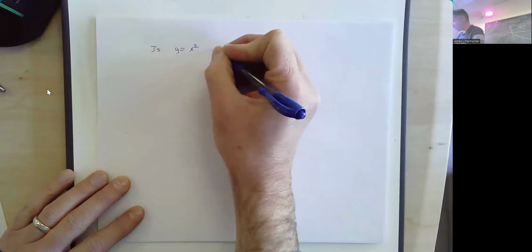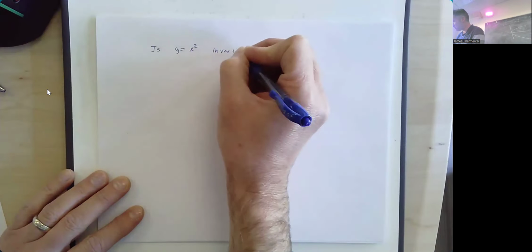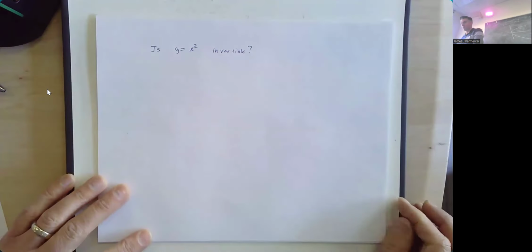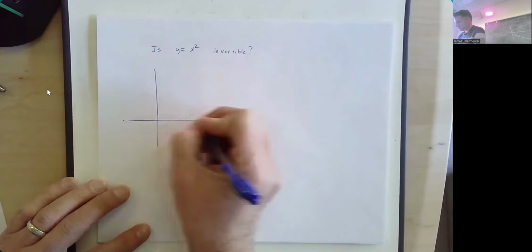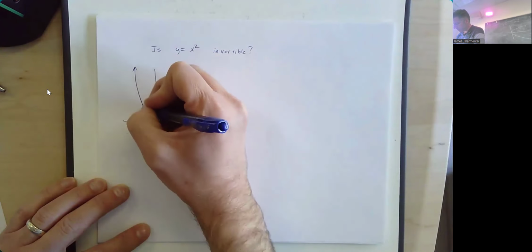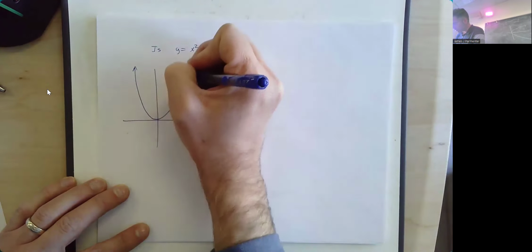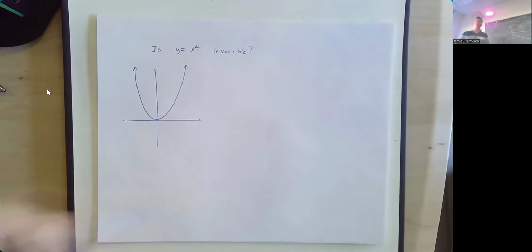On the other hand, is y equal to x squared invertible? Well, let's graph it. Easy enough. There's good old everyone's favorite parabola, y equals x squared. It means my favorite parabola. It might not be yours.